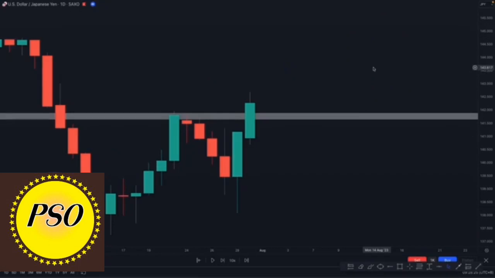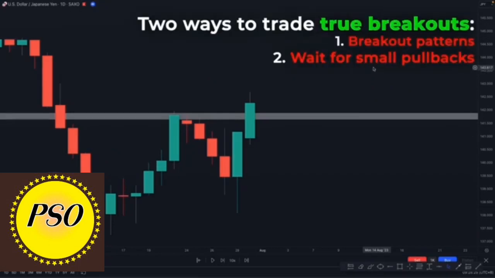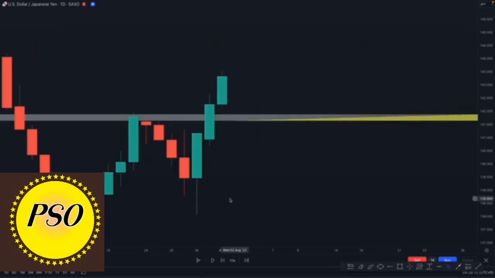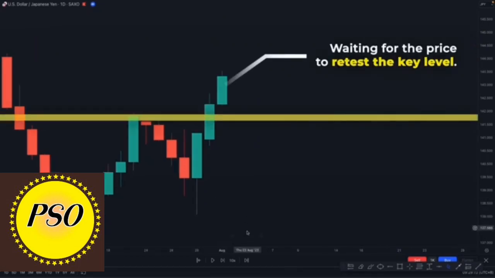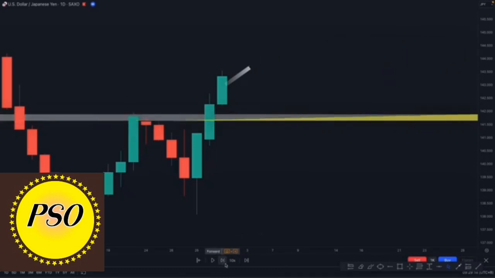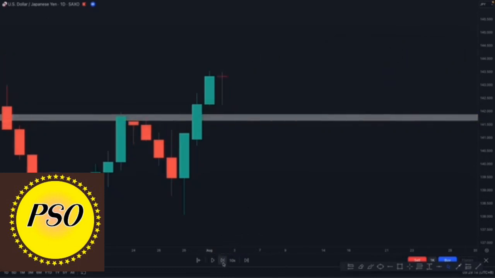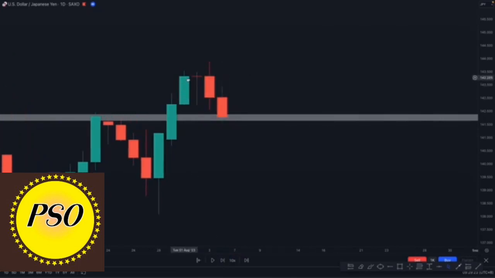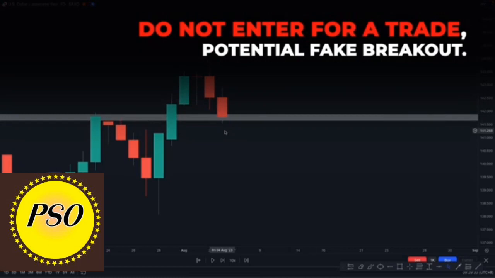The second way you can trade true breakouts is to wait for small pullbacks, or rather shallow retests. So in this case, we are still waiting for price to come back down to retest this key level. Then that is when we can potentially look for our entry. So wait for price to retest, and you can see price is coming down to this level. And right there, this is when price has retested it. But at this point in time, you shouldn't be entering the trade yet, because price can still go down, making this a false breakout.